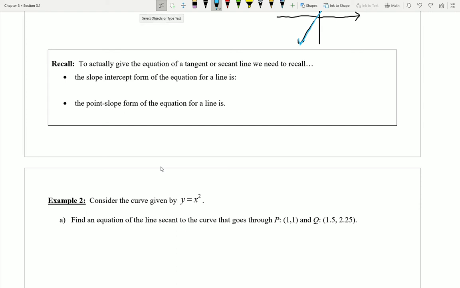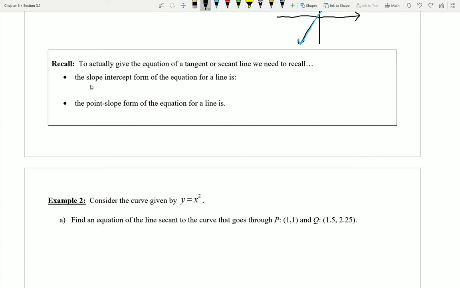So as we turn our attention to finding the equations of these different tangent lines, it'll become important for us to actually remember how we write the equation of a line in a bunch of different forms. That way we can understand what it is that we would need to actually acquire to write this equation of a tangent line down.